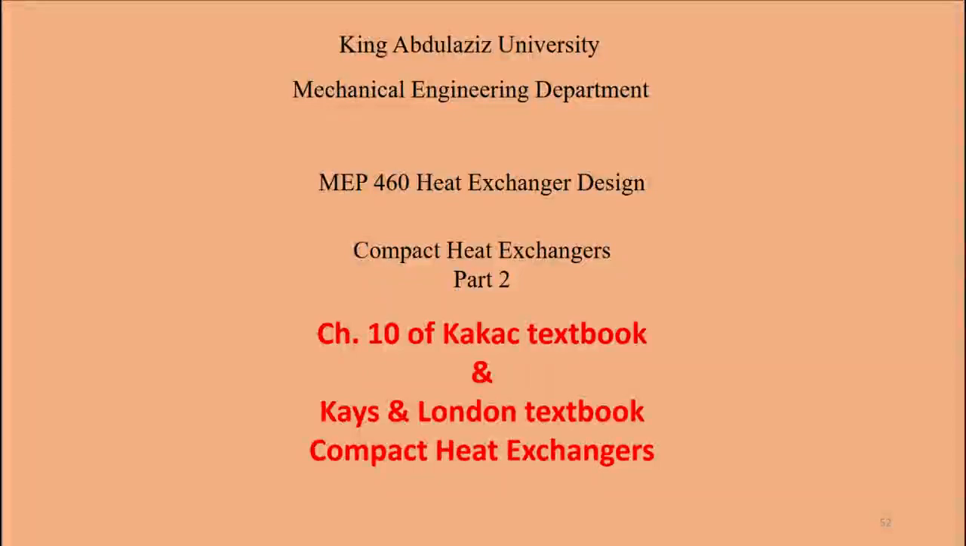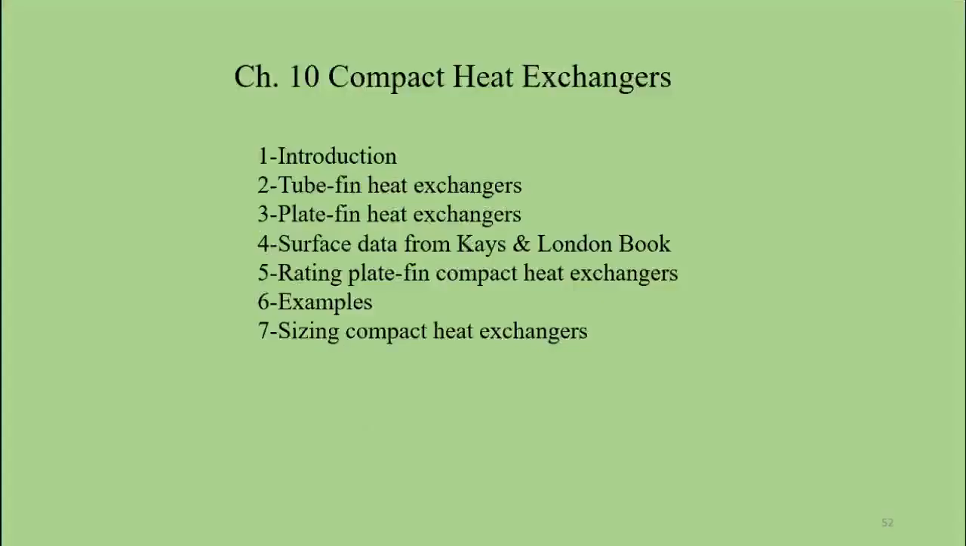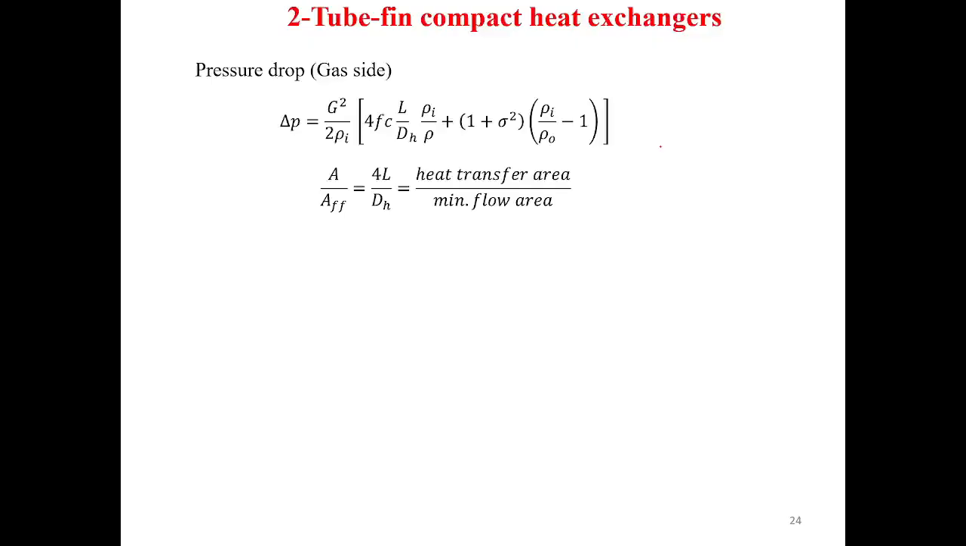This is part 2 of rating and designing of compact heat exchangers. We have said that in order to calculate the pressure drop, which is very important for designing a compact heat exchanger or any heat exchanger for that matter, you can use this equation. This equation has two parts or two terms. This is friction and this is acceleration, deceleration. You can add to this other sources of pressure drop if you want to.